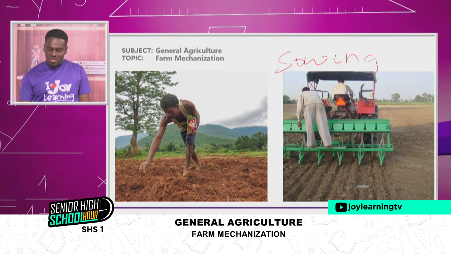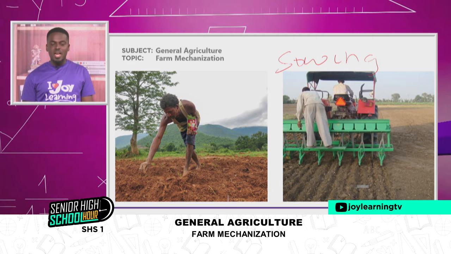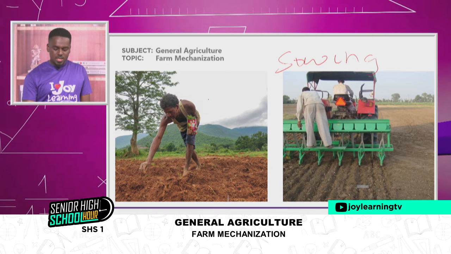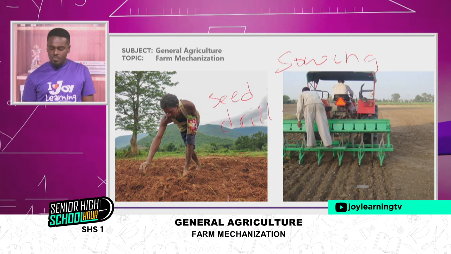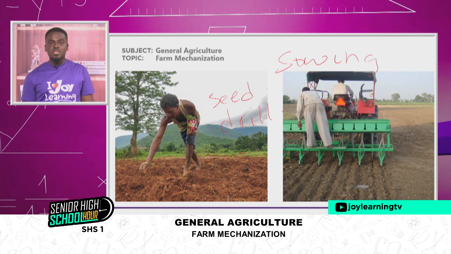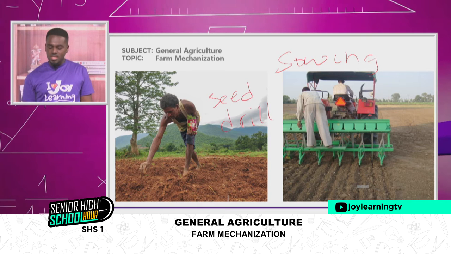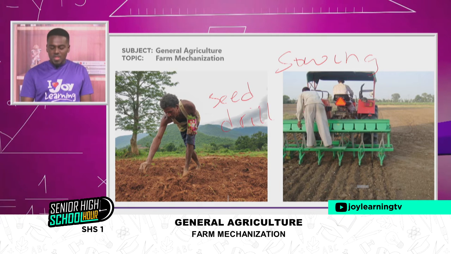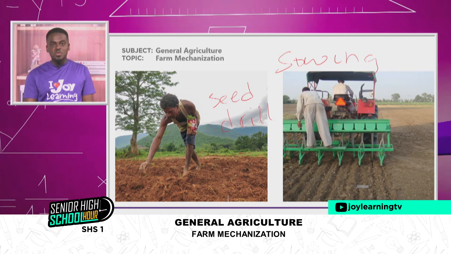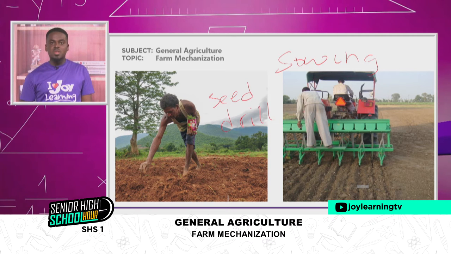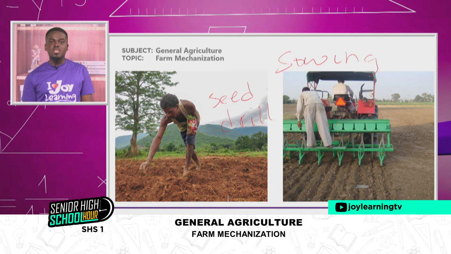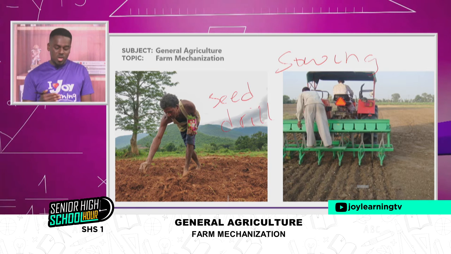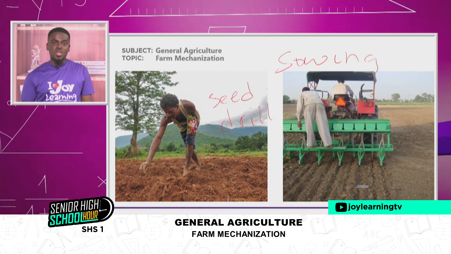However, in the image on your right, you see a seed drill mounted on a tractor and being used to sow seeds. So with this mechanized activity of sowing, within a short period of time, a matter of hours, you would finish sowing seeds on your 10 hectares of land, unlike when you adopt the manual way of doing things.